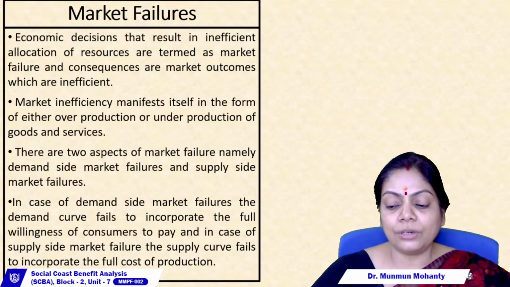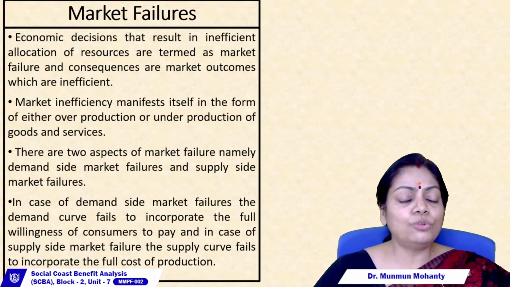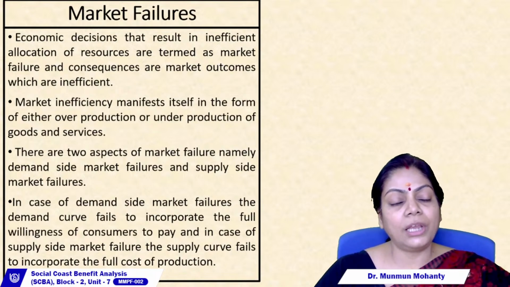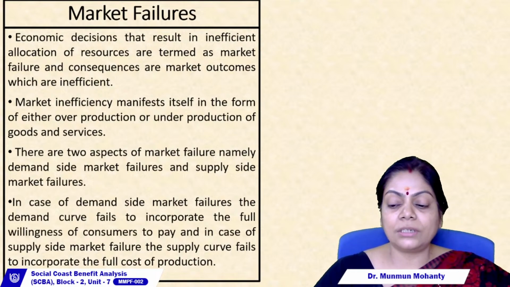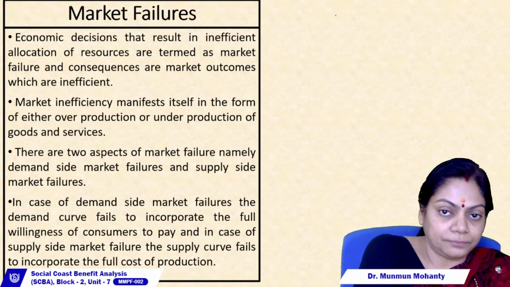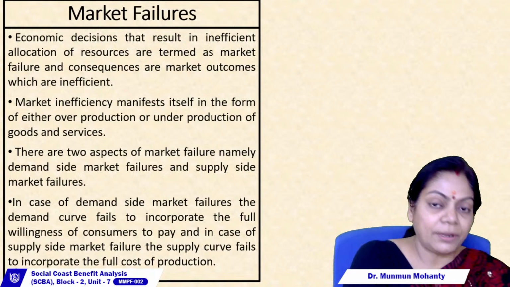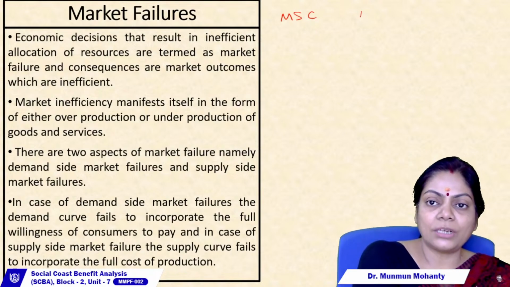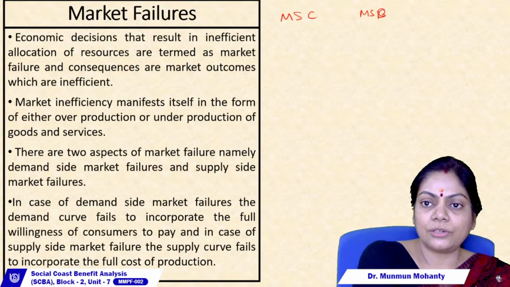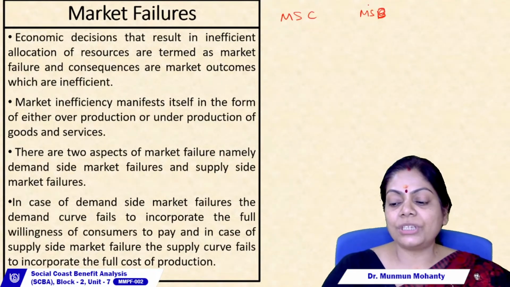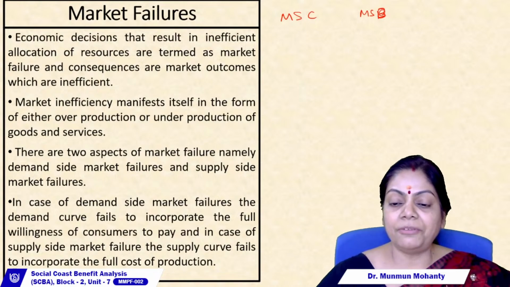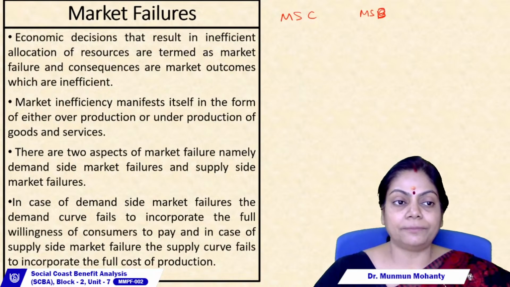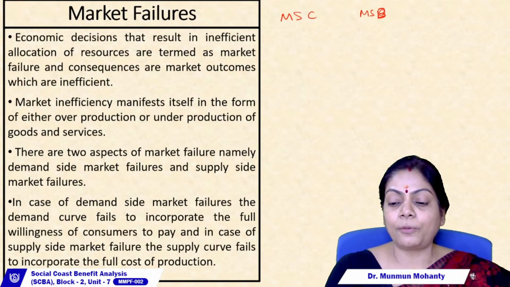Now, when we talk about a market failure, we usually talk about it in the context of social economic efficiency, where we talk about the marginal social benefit and the marginal social cost. What is this marginal social cost and what is this marginal social benefit? When we're talking about a particular project, you talk about the cost, you talk about the benefit.